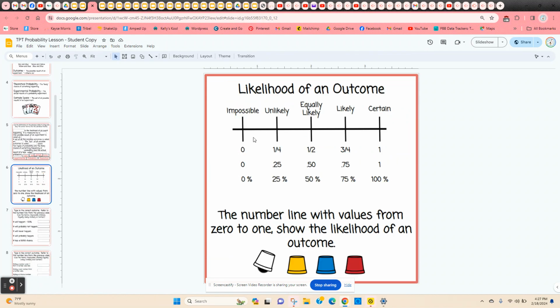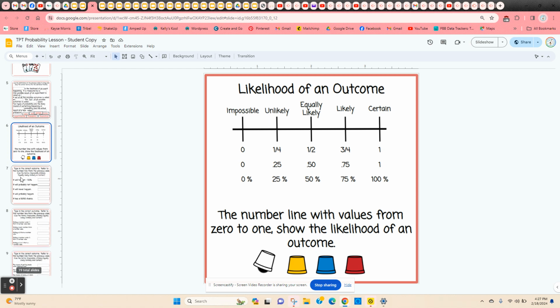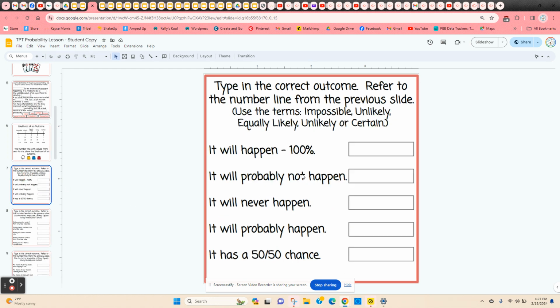And then you want to show them the likelihood of an outcome. So certain means it's going to happen for sure, 100%. Impossible, 0%. Right in the middle would be equally likely, so that's a 50-50 chance of something happening. If the likelihood is more than 50%, that would be likely, and less than 50% unlikely. So students are going to use those terms on the next slide.